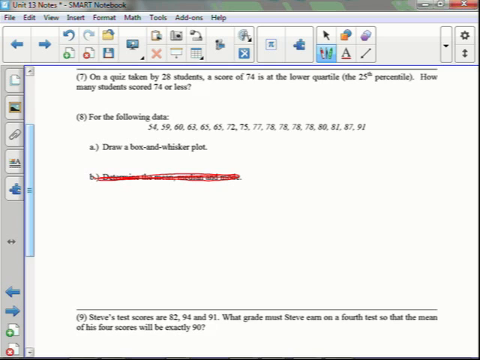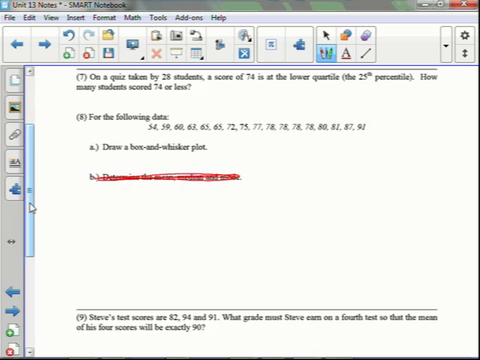Okay, so the first thing I want to do is look at my data. Is it in order from least to greatest? And in this case, it is. So let's see how many data points we've got. We have 1, 2, 3, 4, 5, 6, 7, 8, 9, 10, 11. Hang on, I've got to count over again. 1, 2, 3, 4, 5, 6, 7, 8, 9, 10, 11, 12, 13, 14, 15, 16, 17.